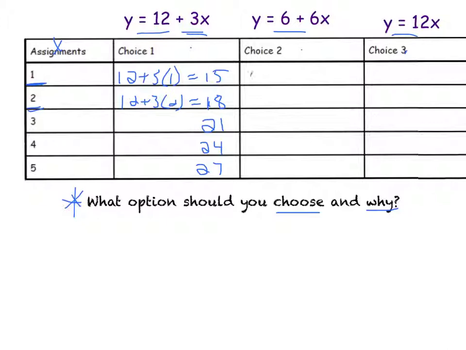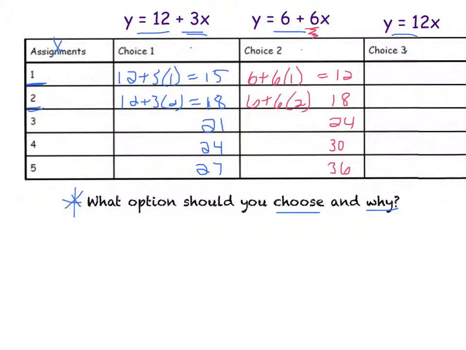Here we have 6 up front plus 6 for every assignment. So after one assignment, we have 12. After 2 assignments, we have 18. And then I'm hoping you remember you can add 6 because our rate per is 6. So we can add 6 every time. So we have 24, 30, 36.